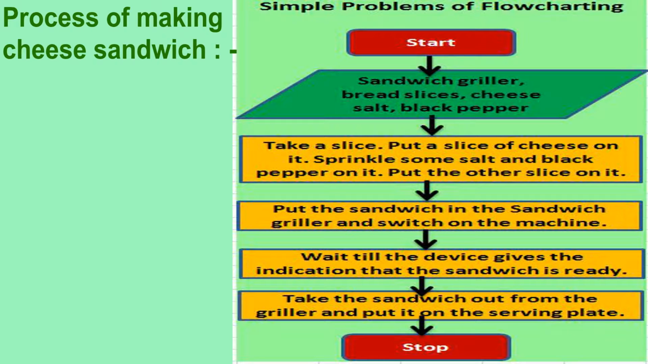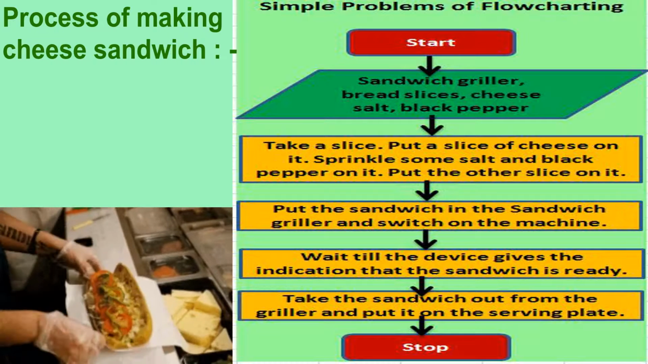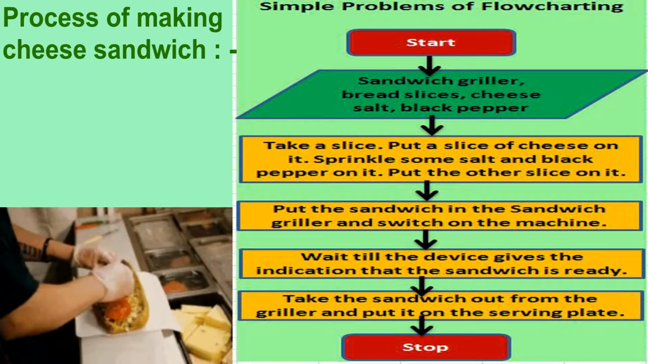Example 1. Process of making cheese sandwich. In this diagram, we have two start and stop boxes, one input output box, 4 process boxes, 6 flow lines. Flow lines tell the direction of program flow, that is top to bottom. First box represents start. Second, input items are sandwich griller, bread slices, cheese, salt, black pepper.